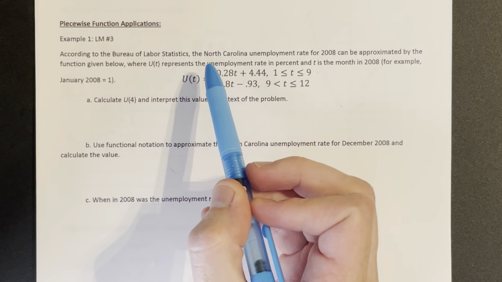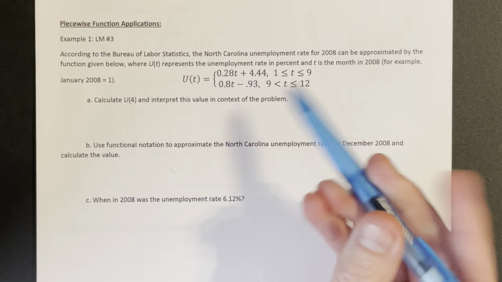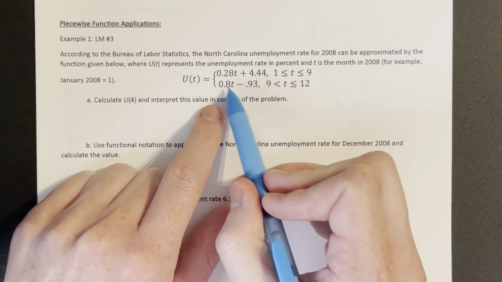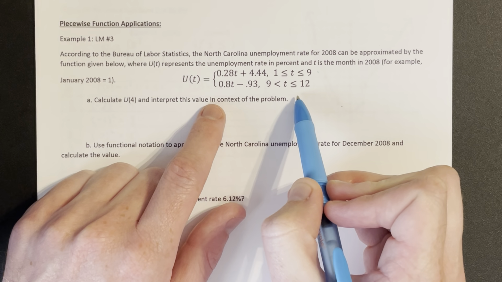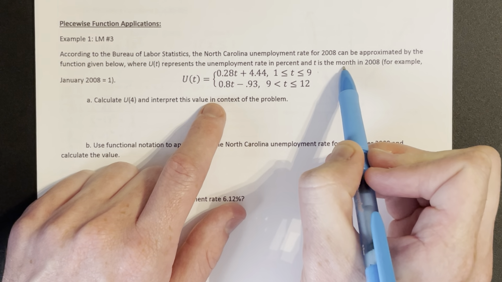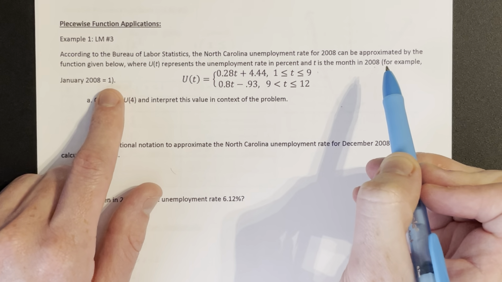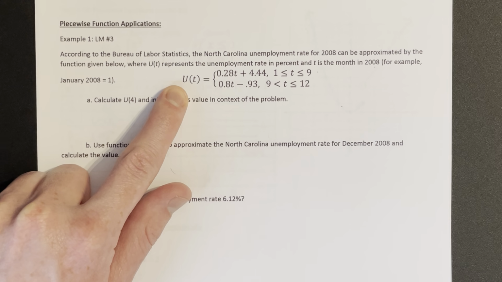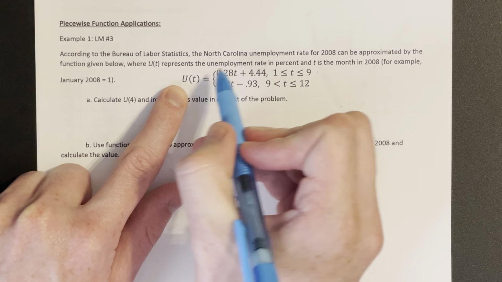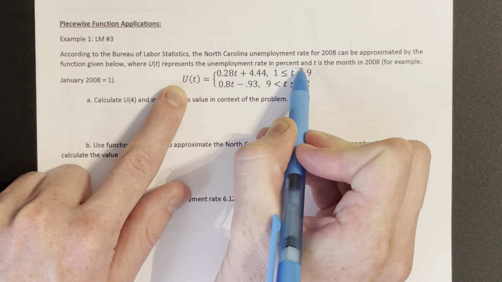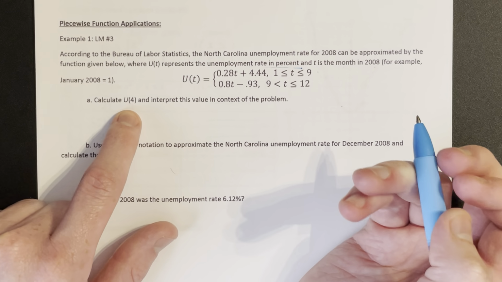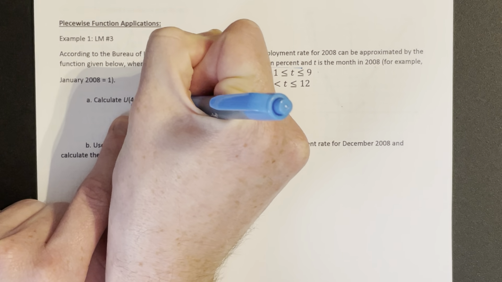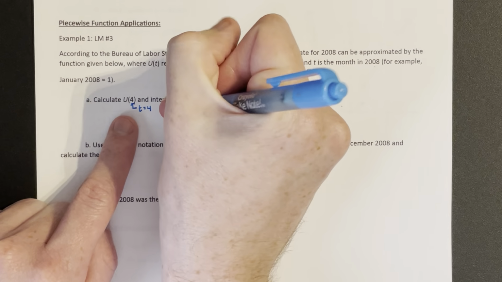So we have something here about our North Carolina unemployment rate for 2008. It is approximated by this function equation, and it's saying that T is our month in 2008. So January is month 1, so that's when T equals 1. U represents our unemployment rate in percentage form. So if it says calculate U of 4, that's saying that T equals 4. So let's figure out, what does that mean?